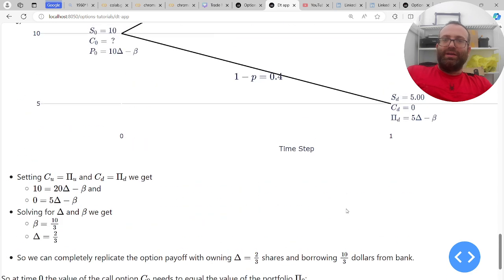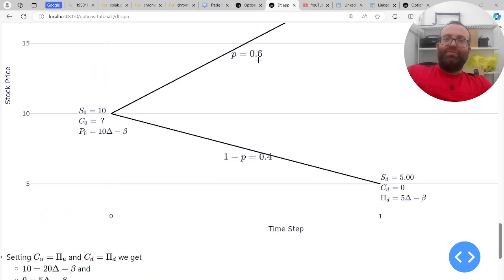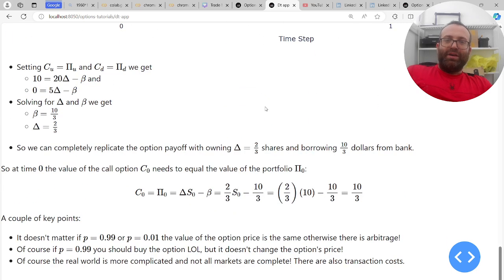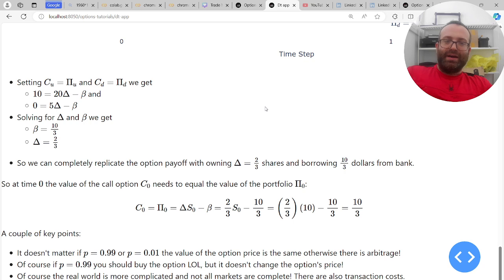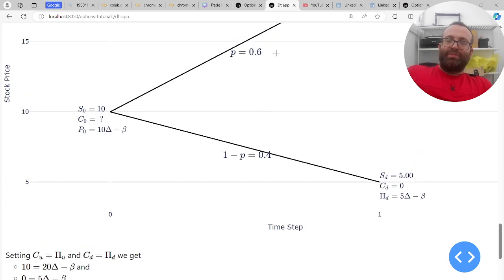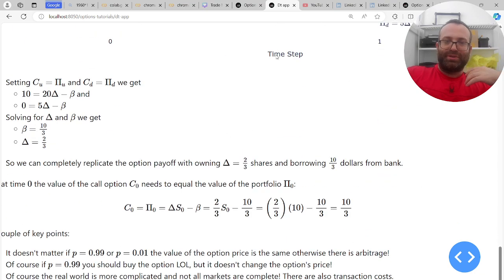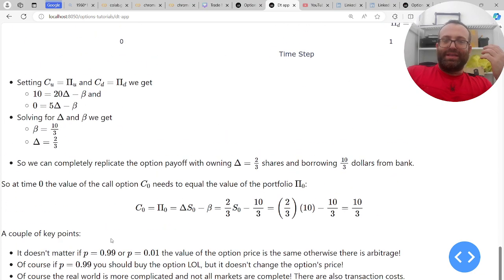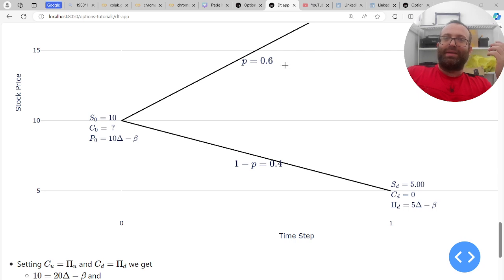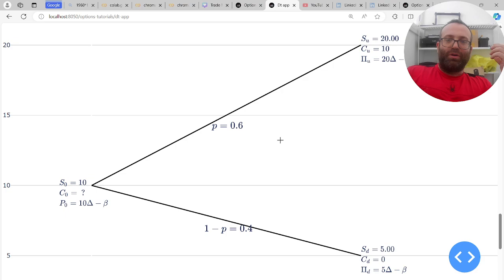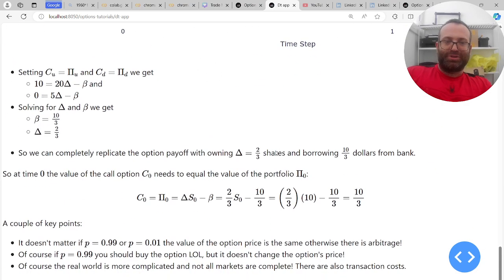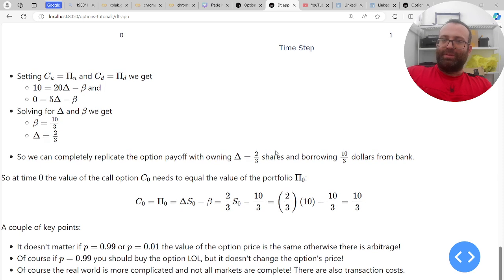A couple of key points that are interesting: it doesn't matter if the probability is 99% or 50%, the value of the option is going to be the same, because you don't want arbitrage. If it's 99%, then you just have to wait like 100 times to get your so-called arbitrage opportunity. It's a very trippy concept that it doesn't matter if 99% of the time the stock goes up or 50% it goes up, the price of the option should be the same to avoid arbitrage. Very weird concept for beginners to understand.